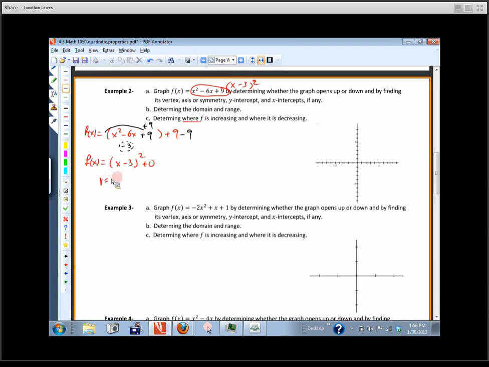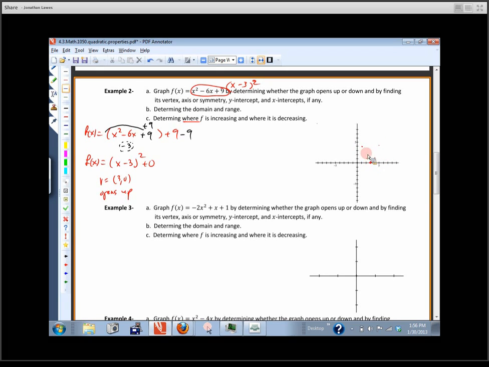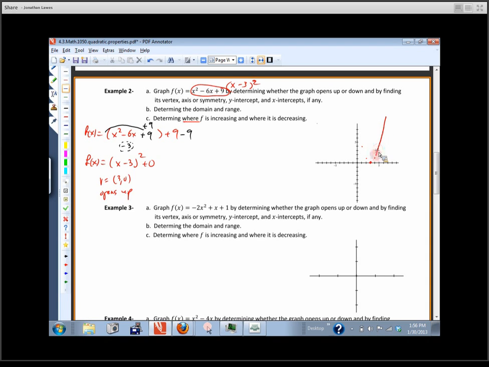Okay, once I get it to here, vertex is (3, 0), opens up. Stretched or shrunk? Nope, nothing, just that standard old shape. So we're going to move this 3 units over here. Over 1 and up 1, back 1 and up 1, over 2 and up 4, back 2 and up 4. So the graph looks something like this. Okay, now I'm going to stop right there. I'm not done.